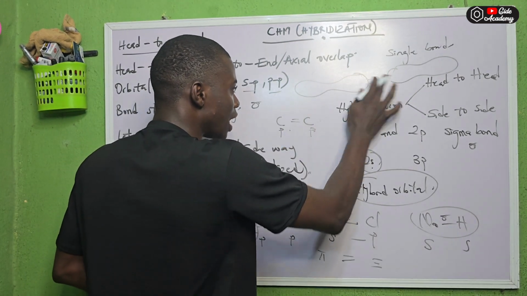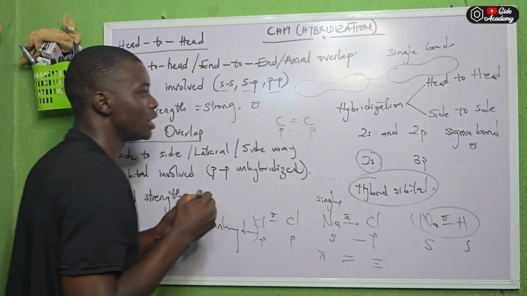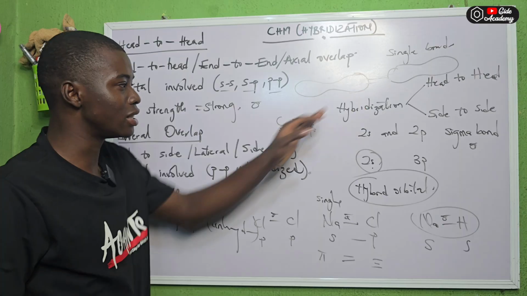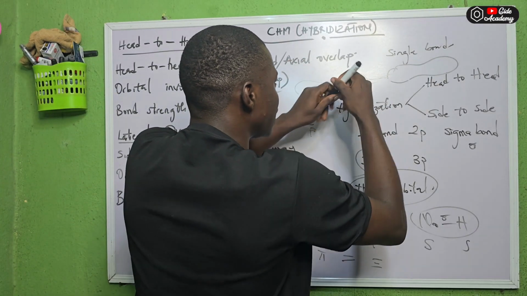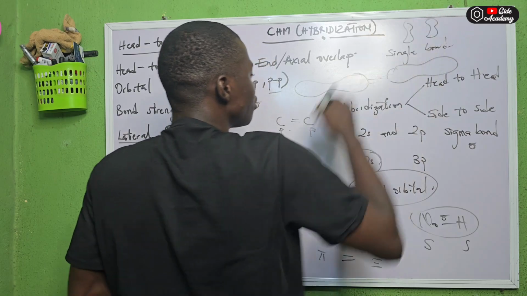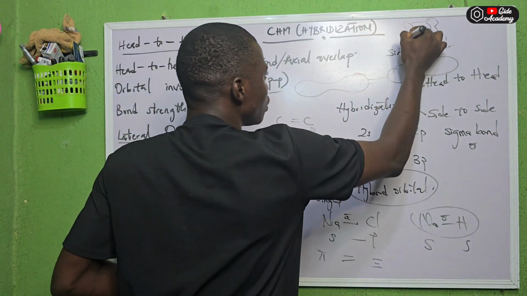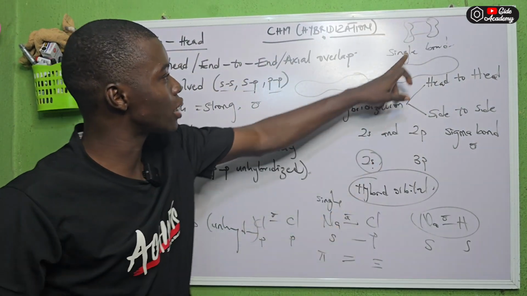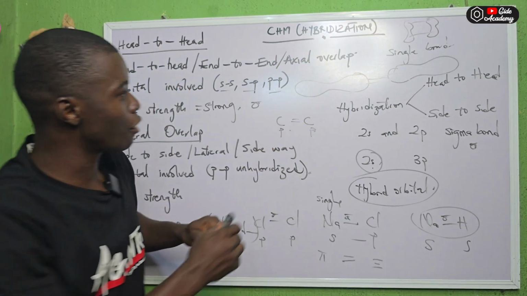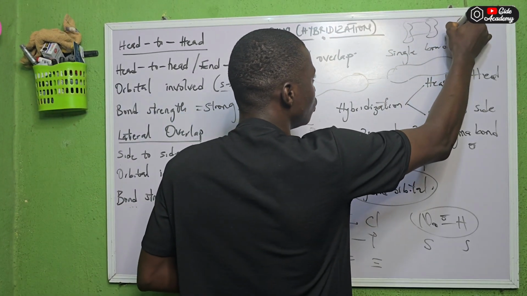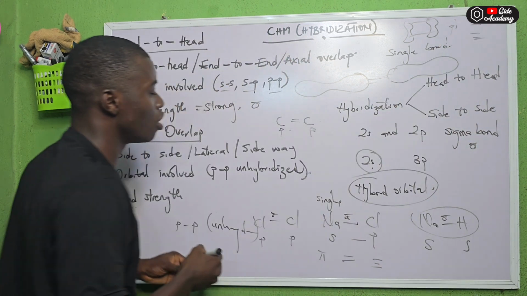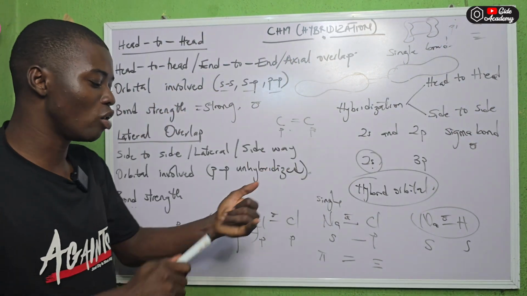If the hybridization is like this, if I should move this one and put it here, if I should bring these two together, this kind of overlap is called head to head. But if I should turn it like this, so if you have something like this, please don't mind my marker. If I have something like this and I bring them together, this is a side to side overlap. Then this side to side overlap can form what we call a pi bond, which can be in form of double bond or triple bond.